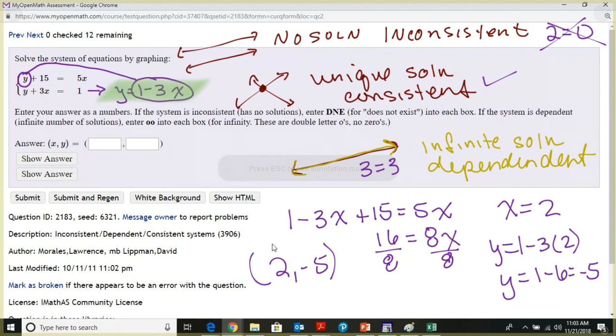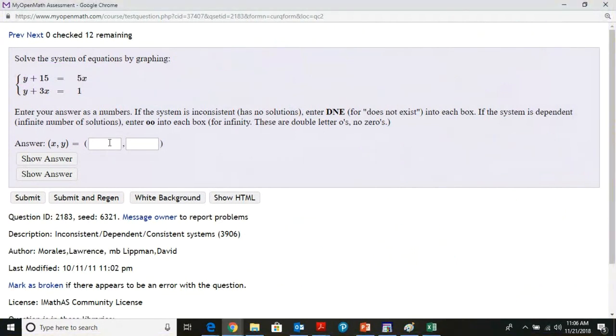And then also remember, you can plug these in and check them. So if I plugged that into the first one, I'd have negative 5 plus 15, which is 10. And 5 times 2 is also 10. So we could see that it was equal.